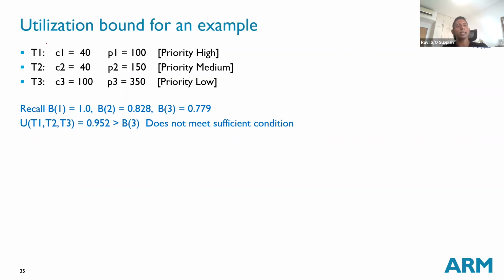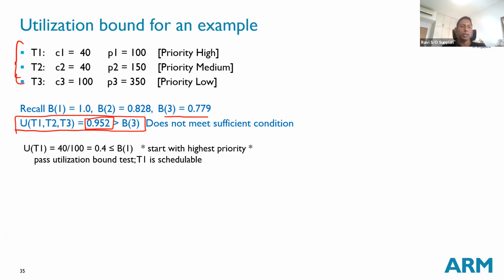Let's look at this example. So I have 3 tasks over here: T1, T2, and T3, with different computation times and different periods. Now, if I look at the utilization bound for all the 3 tasks together, the utilization is definitely greater than the bound, because the bound value for 3 tasks is 0.779, whereas this utilization, if I calculate, is 0.952. So we can already see that it does not meet the sufficient condition. But the utilization itself, 0.952, is less than 1, so it meets the necessary condition. The necessary condition has been met, but it cannot fulfill the sufficient condition.